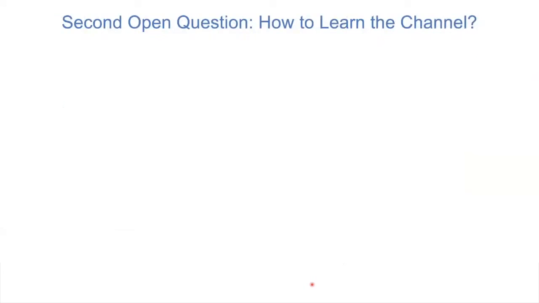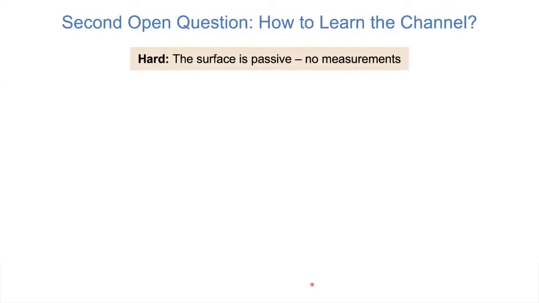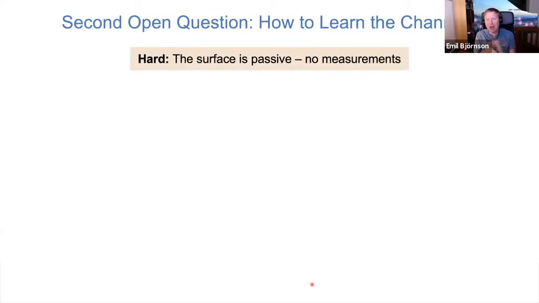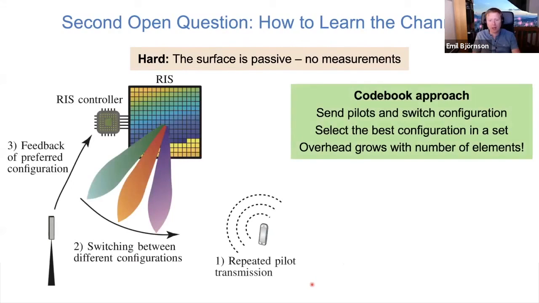The second open question, which I will just briefly mention, is that you need to sort of learn the channel somehow. And the surface is passive. So how can you know what kind of phase delays you are going to add at different places? Well, there are some initial thoughts about how to do that.